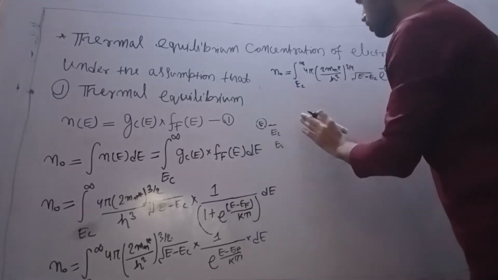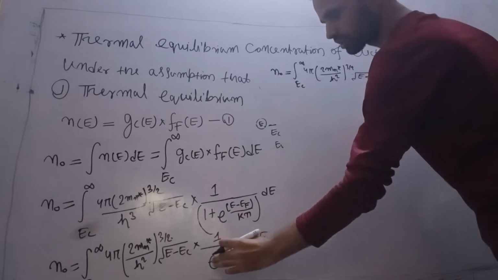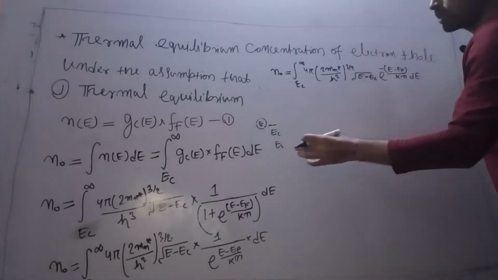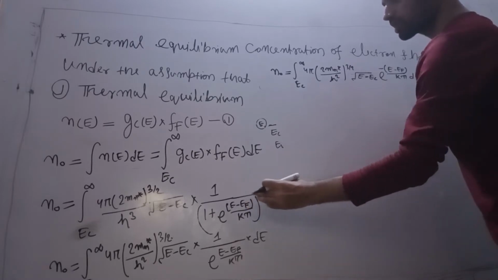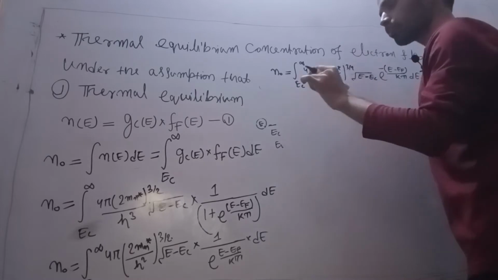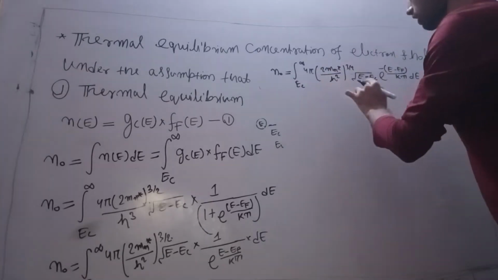So we have assumed the condition that 1 plus e to the power (E minus Ef) by kT, where Ec minus Ef is much greater than kT. How much is much greater than kT? It is at least 78 milli electron volt under room temperature, or in general it is 3 kT.